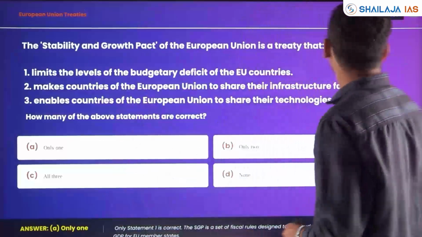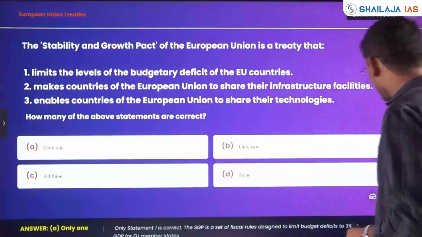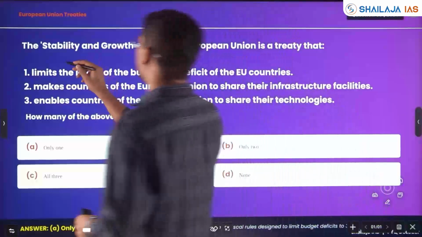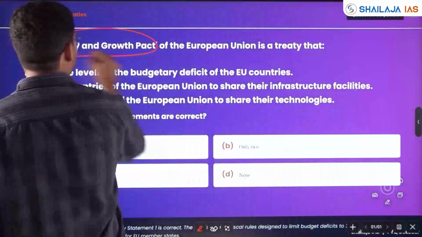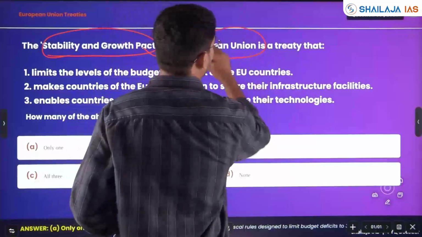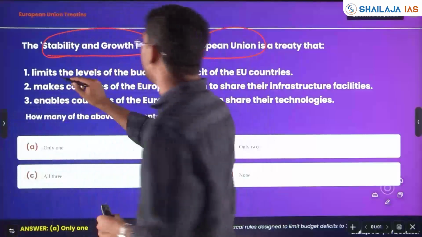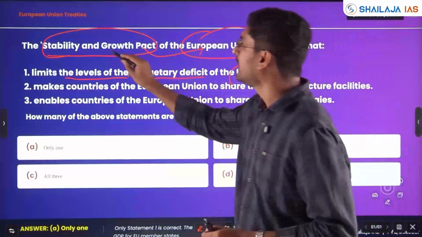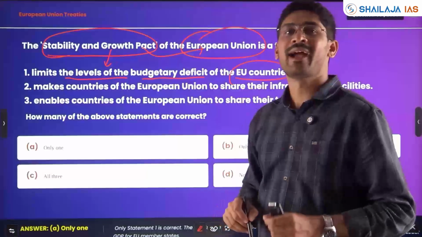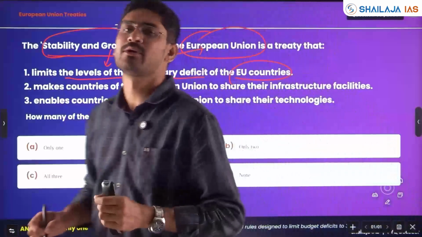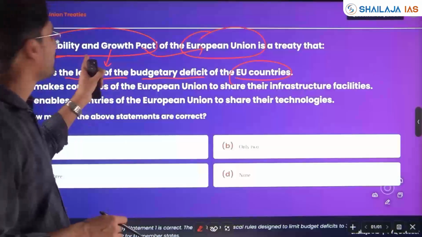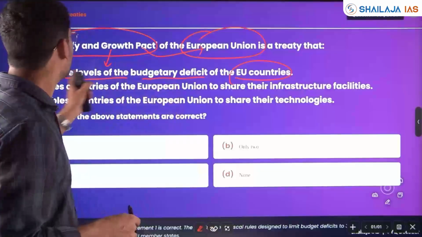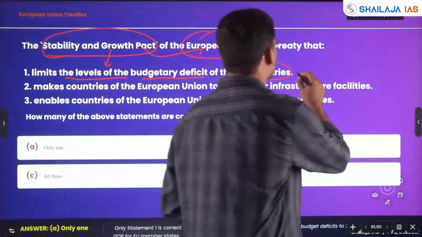Next, the European Union treaty. This question was asked in 2019 or 20 also. Again in 23, it was restructured and asked. The Stability and Growth Pact of the European Union is a treaty that limits the level of the budgetary deficit of the EU countries. We have the FRBM Act, Fiscal Responsibility and Budget Management. Similarly, it is speaking about managing your fiscal deficit.